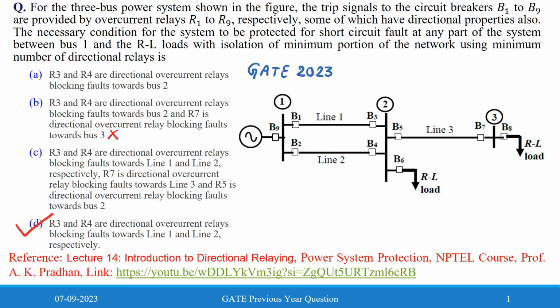C option is that R3 and R4 are directional overcurrent relays blocking faults towards line 1 and line 2, and R7 is a directional overcurrent relay, so this is also incorrect. The last option is that R3 and R4 are directional overcurrent relays blocking faults towards line 1 and line 2 respectively. This is more specific and clear, so D option will be correct for this problem. Thank you everyone.